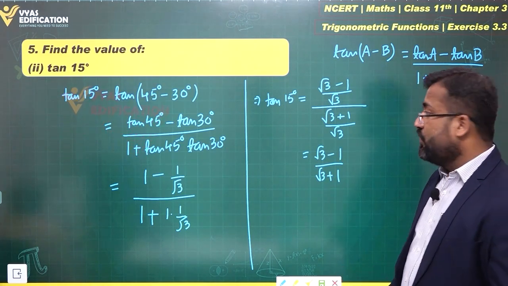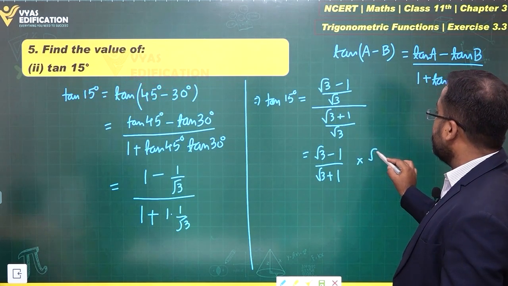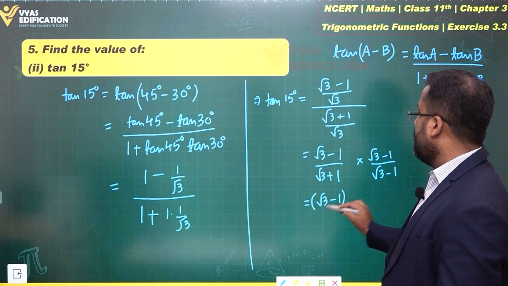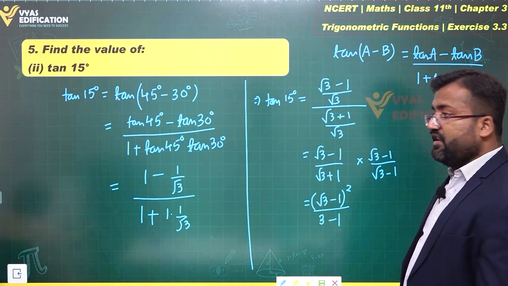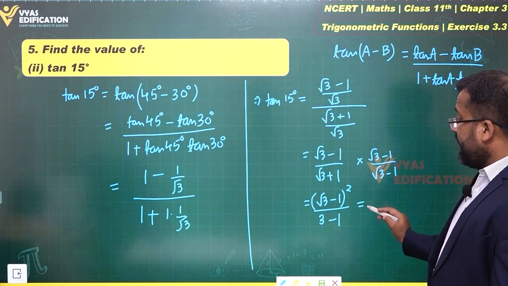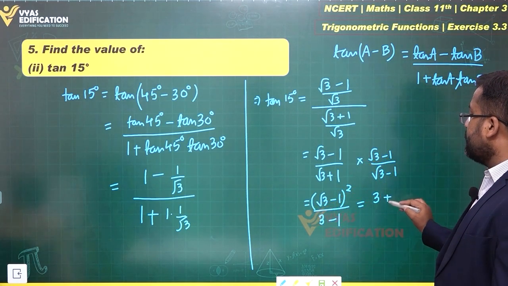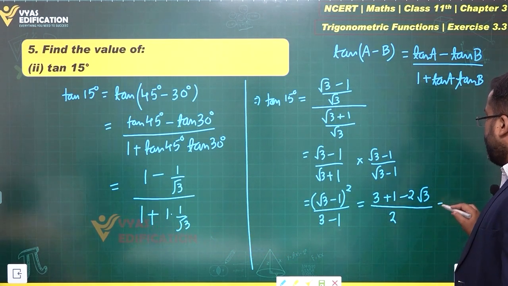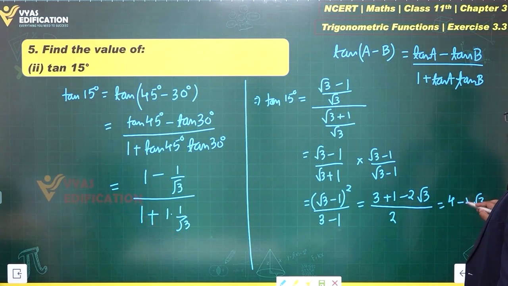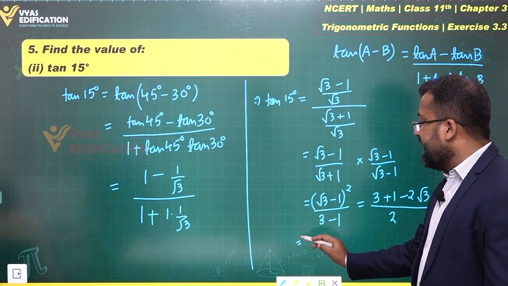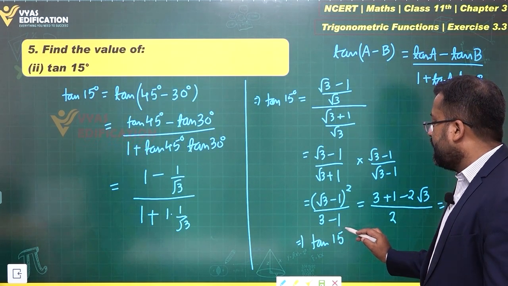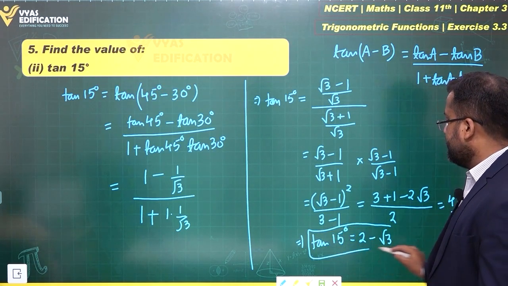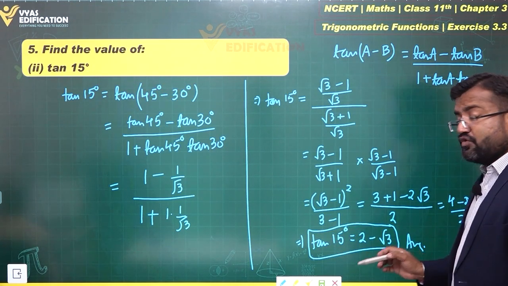And on rationalizing, what does this simplify into further? On rationalizing, that is multiply with root 3 minus 1 and root 3 minus 1 over here. This gives me root 3 minus 1 whole square upon 3 minus 1 in the denominator. Can you simplify this square as well? Yes, this will be equal to 3 plus 1 minus 2 root 3 whole divided by 2. What is that? This is 4 minus 2 root 3 over 2, or we can say that tan 15 degree is equal to 4 by 2, which is 2 minus root 3. Right, this is the final value, and that is my answer for this question over here, right?